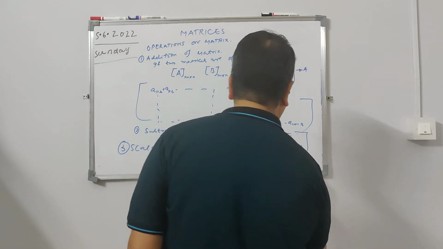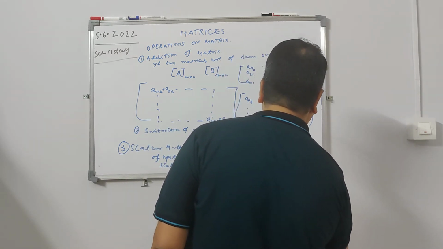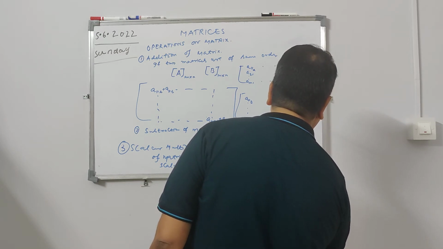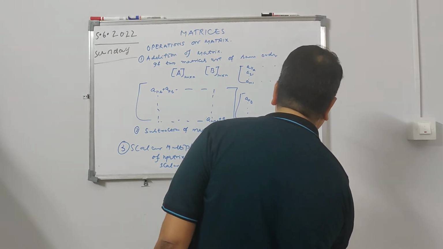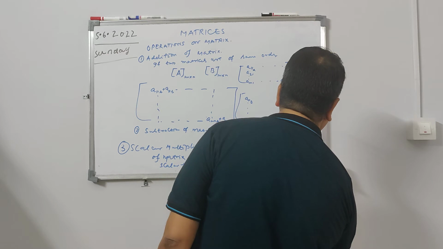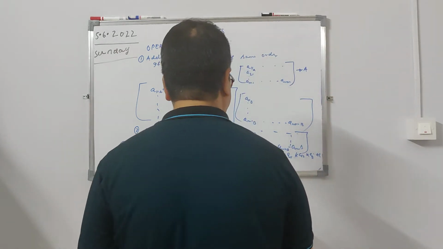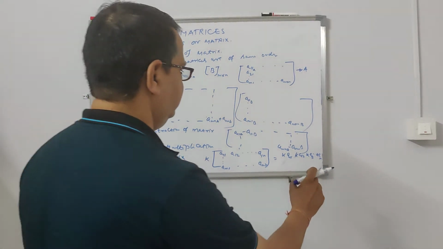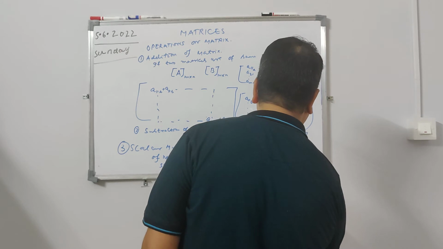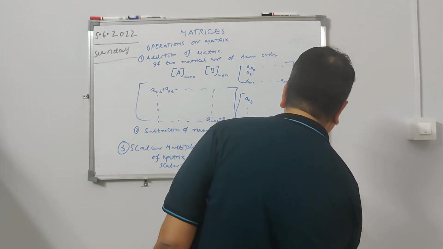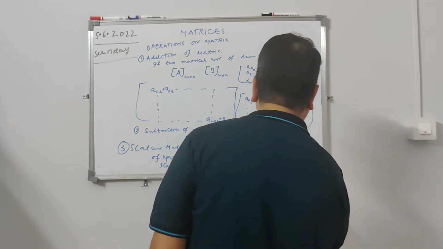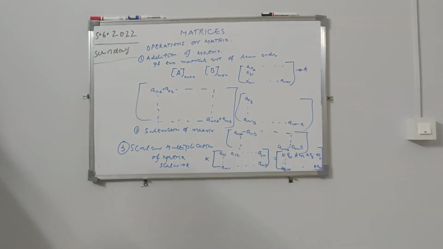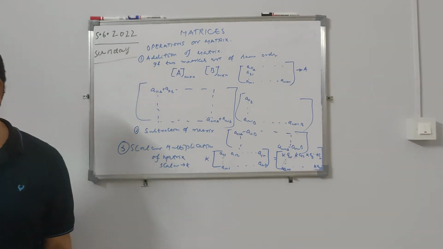When I multiply, it will be k into a11, k into a12, k into a13, like this it will go on up to k into a1n, which is for any number of columns. Then you go down, k into am1, up to k into amn. So that's the result. You multiply each and every element of the matrix by the scalar. That gives scalar multiplication. You should take a picture.